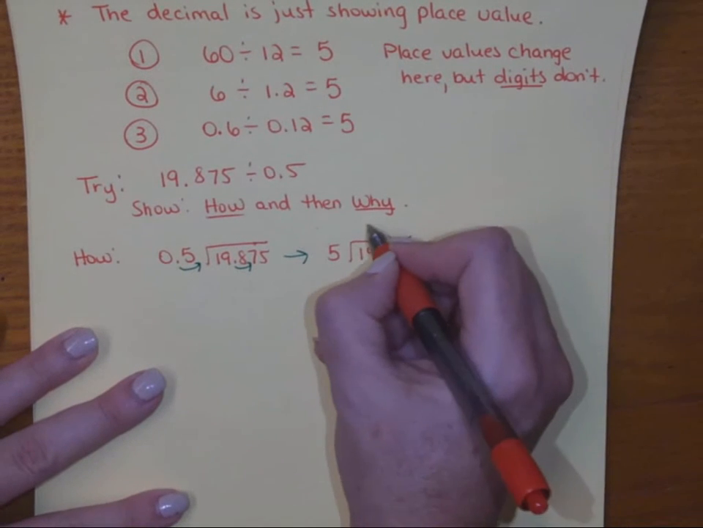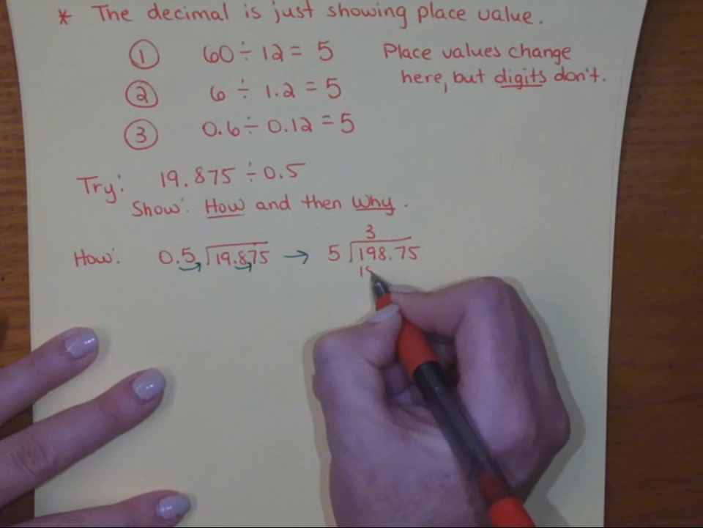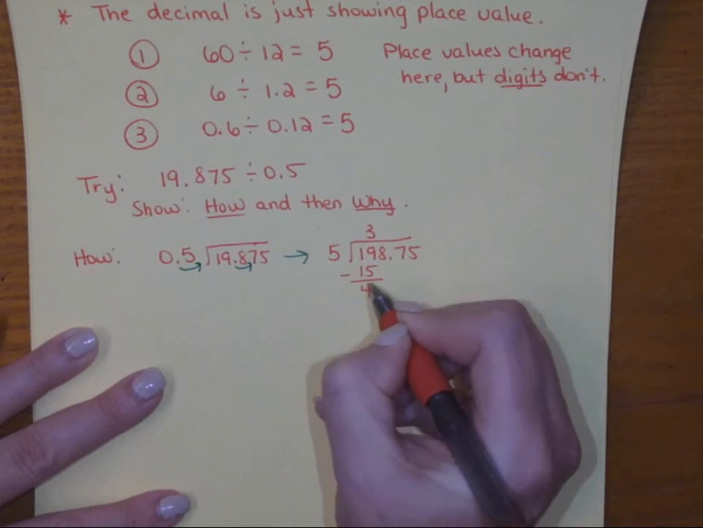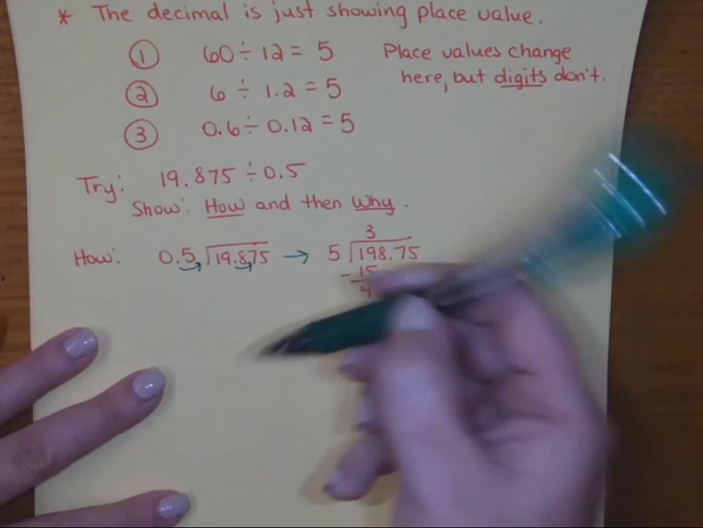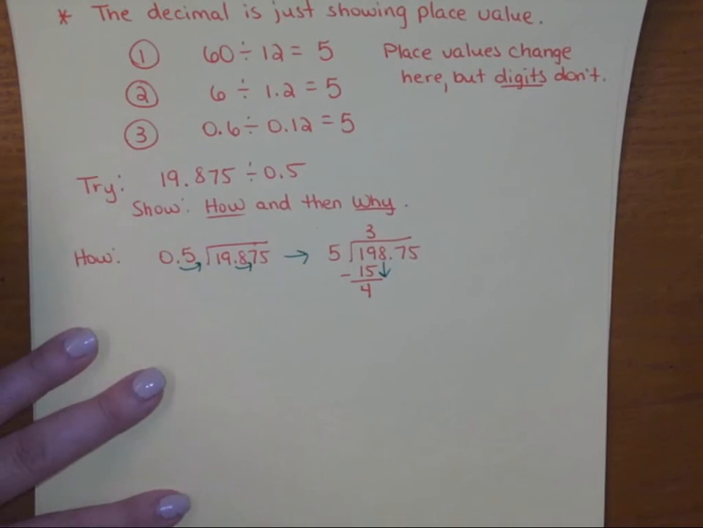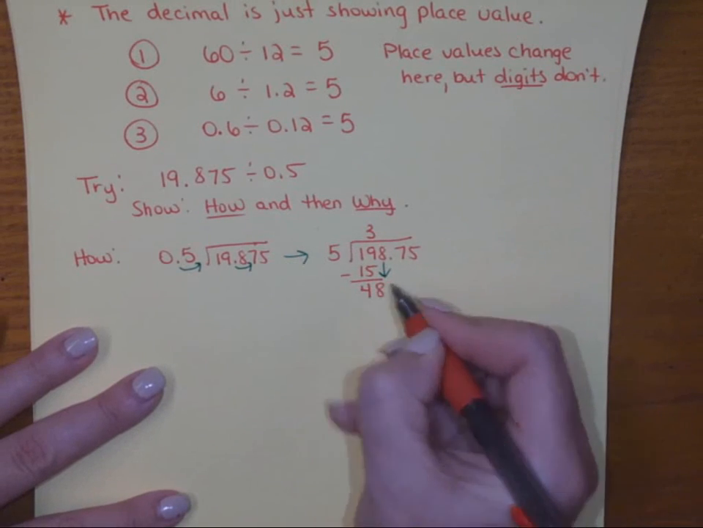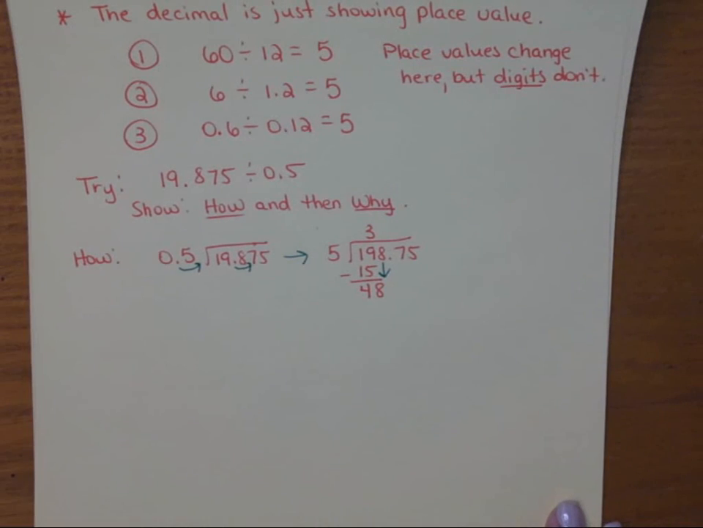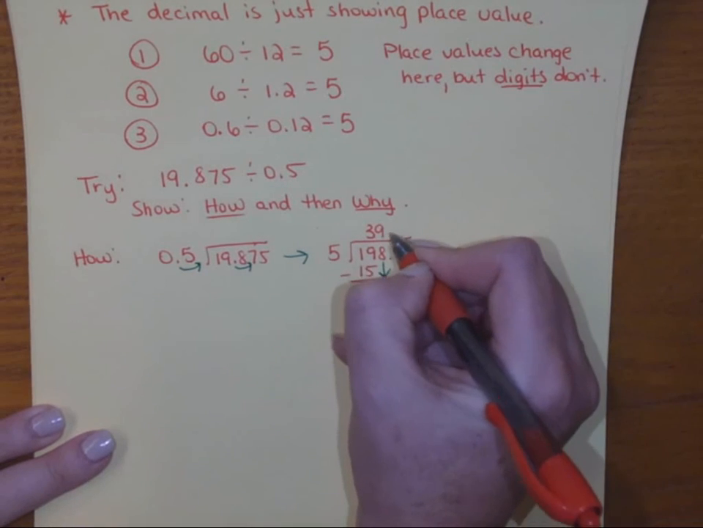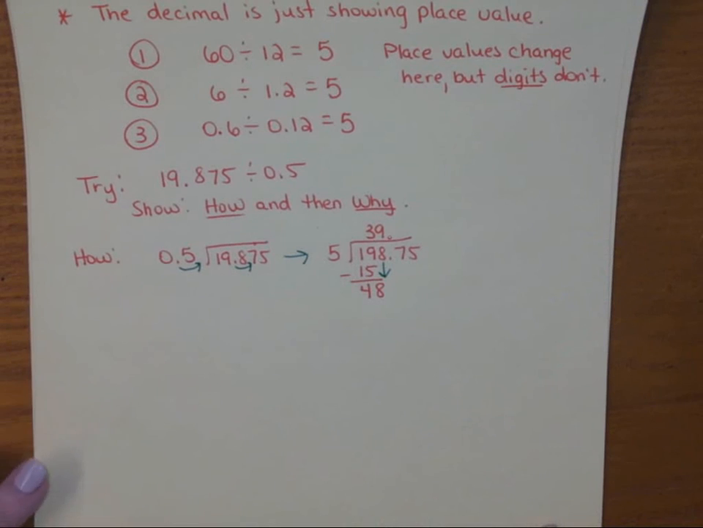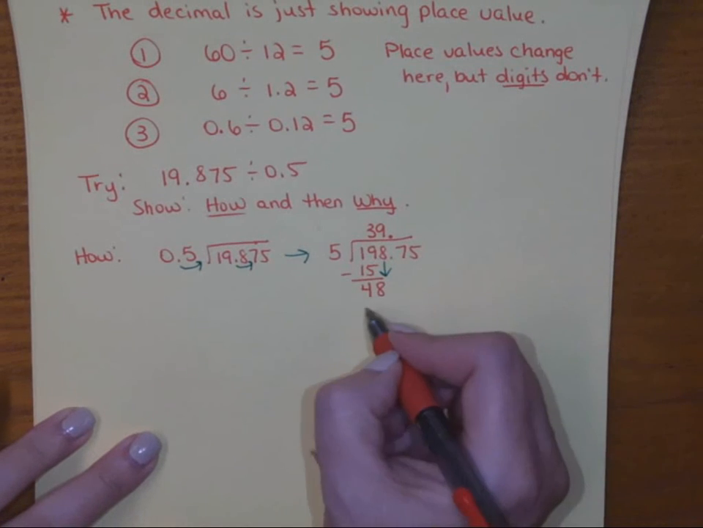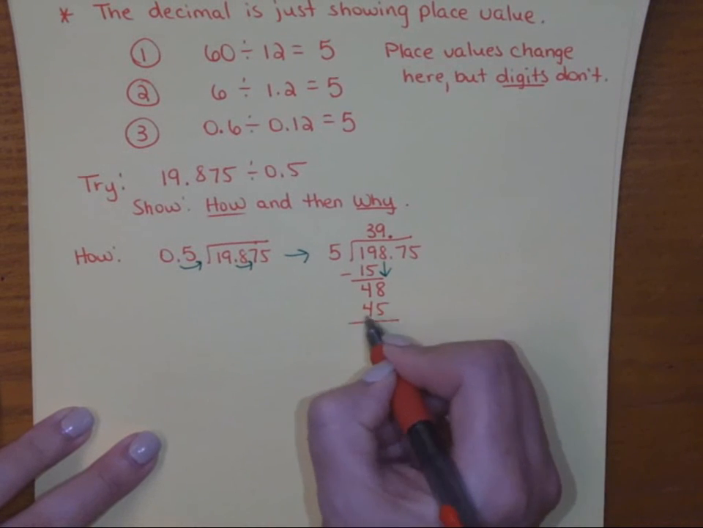Okay, so let's go through the process. 5 goes into 19 3 times. 3 times 5 is 15. And then we subtract. And then remember, you bring down. So that 8 goes there, right? And then you ask yourself, how many times 5 goes into 48? And the answer is 9. By the way, the decimal place stays in the same spot. So 9 times 5 is 45.